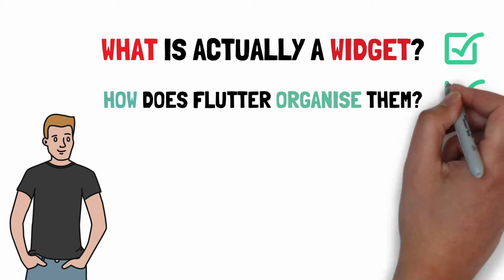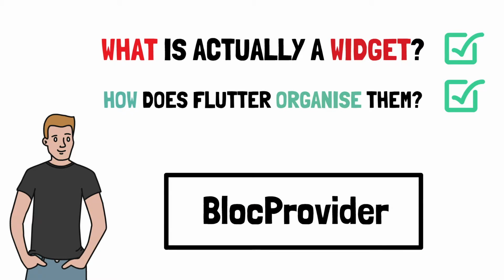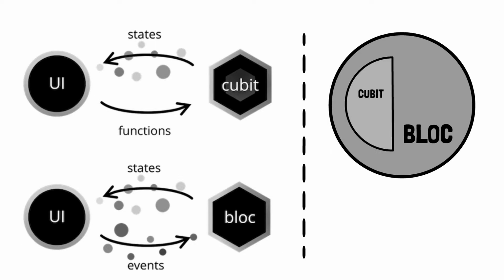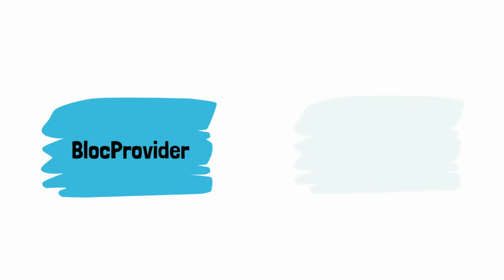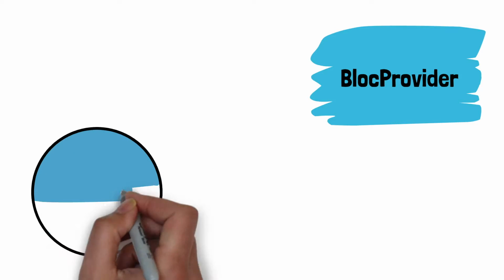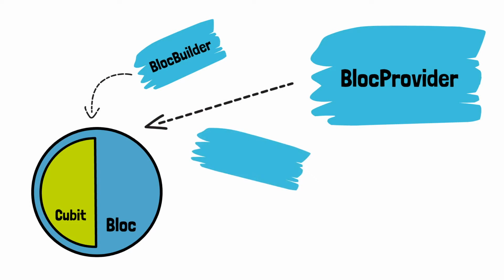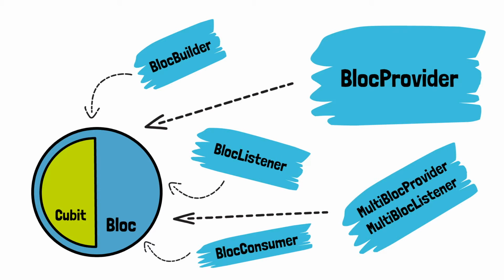Now that we know what a widget is and how Flutter organizes them, let's start with the first Flutter Bloc concept, which is BlocProvider. Now, a quick note so that you won't get confused. Remember that in the previous video I talked about Cubits and Blocs and the difference between them. Well, there won't be a BlocProvider and a separate CubitProvider in this case. A Cubit is a smaller part of a Bloc, so it works the same as a Bloc with BlocProvider. Hence, every Flutter Bloc feature I will discuss today will apply to both Cubits and Blocs.